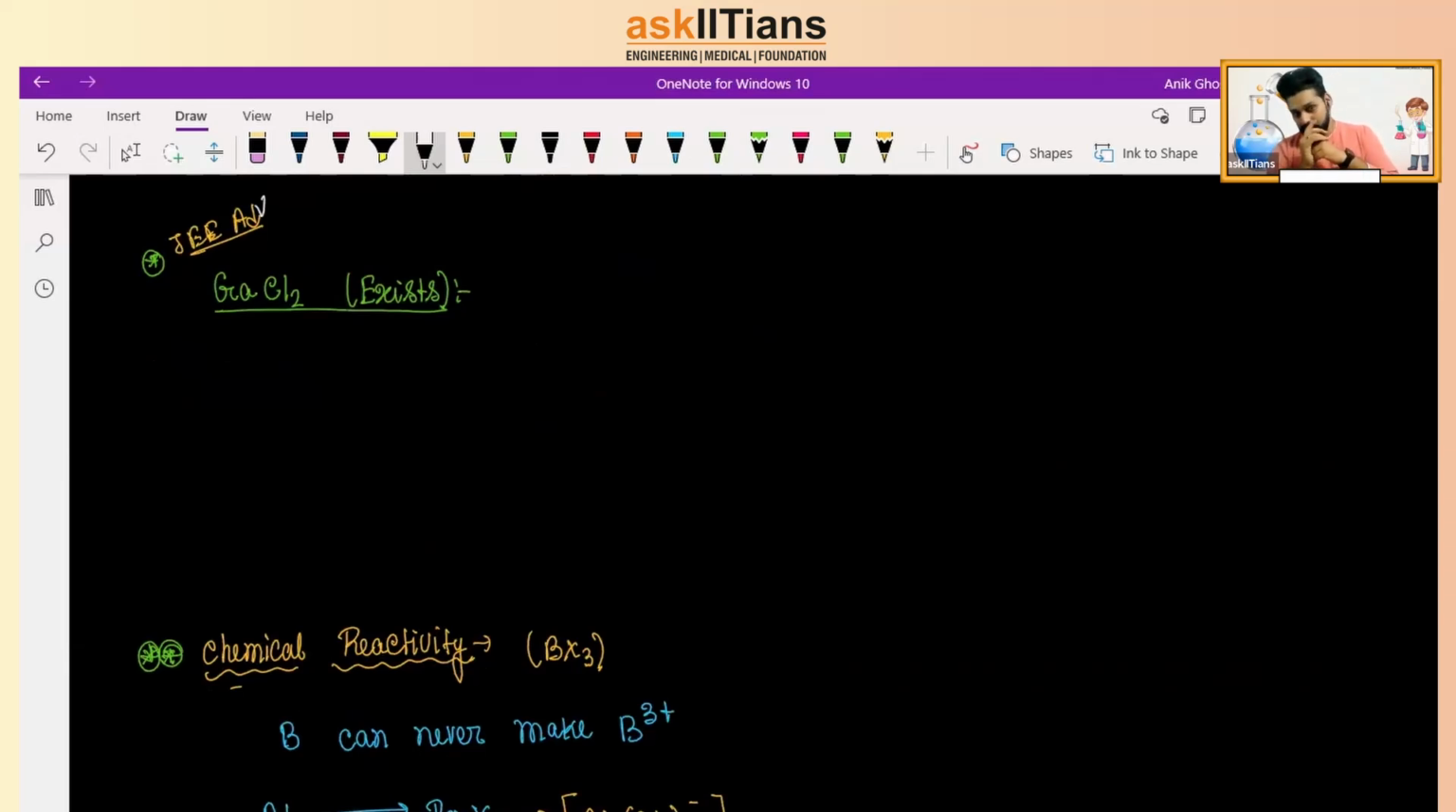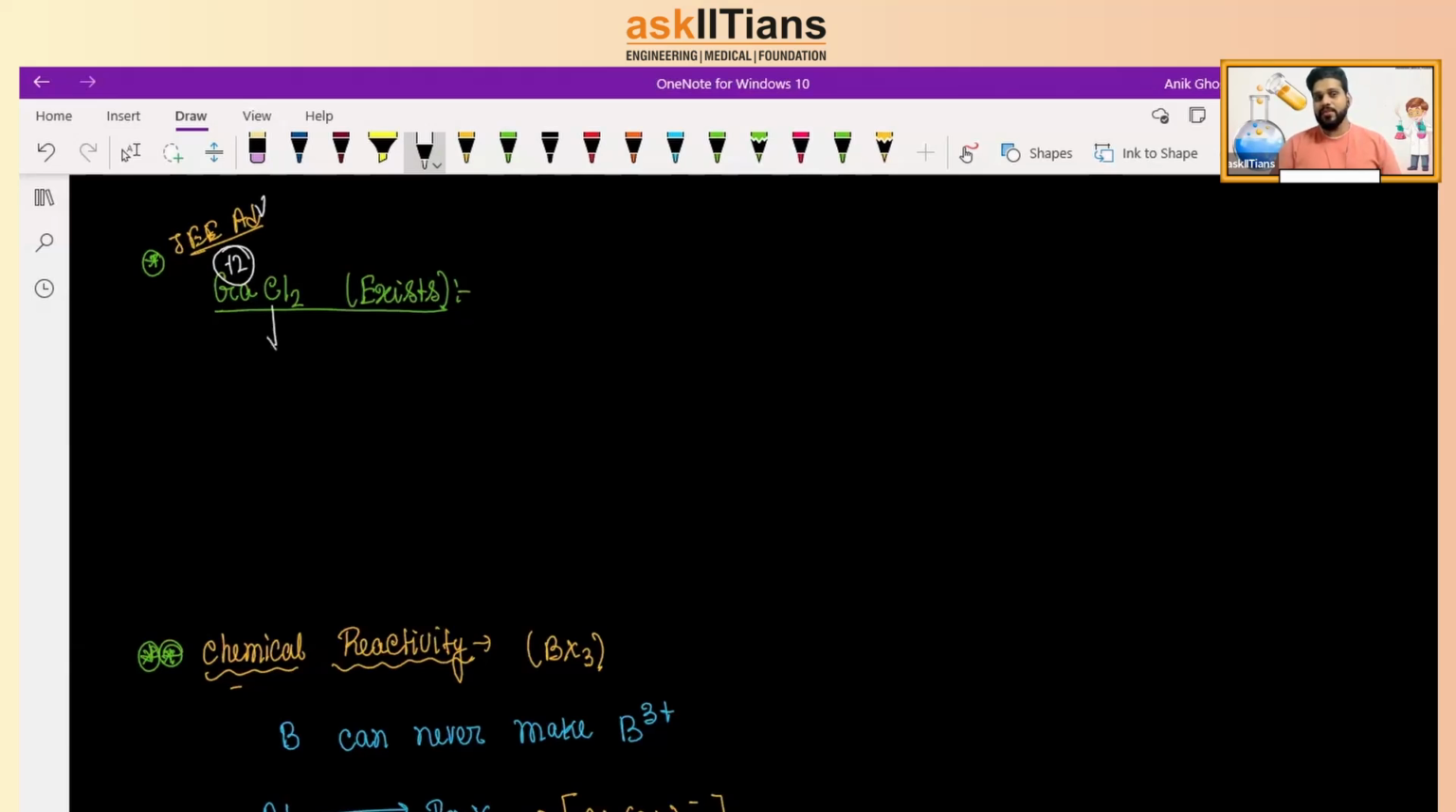Now, I'm going to continue with a JEE Advanced question, which is GaCl2. It does exist, but how is it possible? How can gallium have a +2 oxidation state? That doesn't add up, right? Let me break it down for you. In GaCl2, Ga is in +2 valency. That is not possible. For gallium, you have to have either +3 valency or +1 valency.